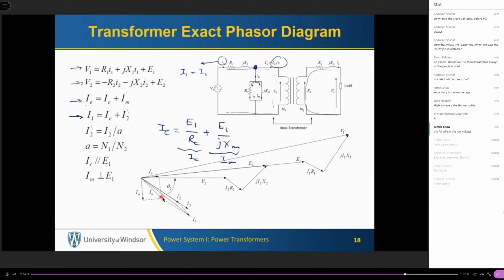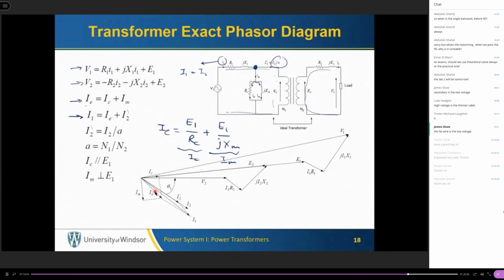So you have IE. If you add IE to I2 dash, which we got from analyzing the secondary circuit, you get I1. Once you get I1, you can calculate the voltage drop across R1, across X1, and you get V1 here. So this is the detailed phasor diagram of the transformer exact model.